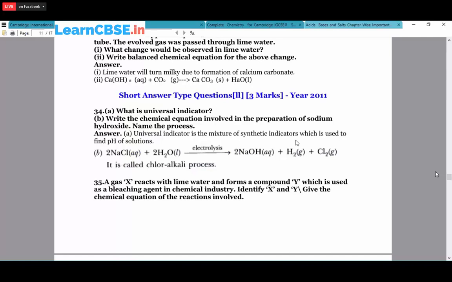Write the chemical equation which is involved in the preparation of sodium hydroxide, and name the process. Okay. So now NaCl plus H2O, when you are doing the electrolysis, this is the concentrated brine solution. So we'll get NaOH plus H2 gas plus Cl2 gas. So this we call the chloralkali process.